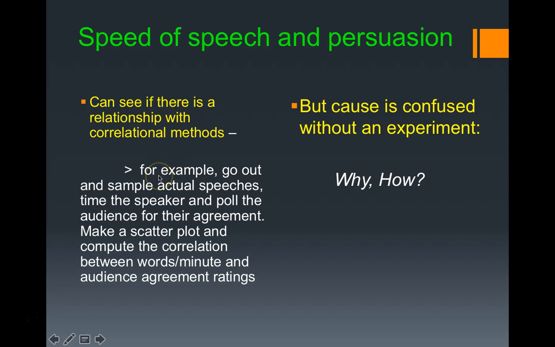We can go out and sample actual speeches, measure how fast the person's speaking, poll the audience for their agreement, make a scatter plot and compute the correlation between how fast the person was talking and the audience agreement ratings. Let's say we find that the speakers who spoke more quickly, their audience actually agreed with them more. So we have this relationship which seems to support the hypothesis, but here we've got some confusion about cause.